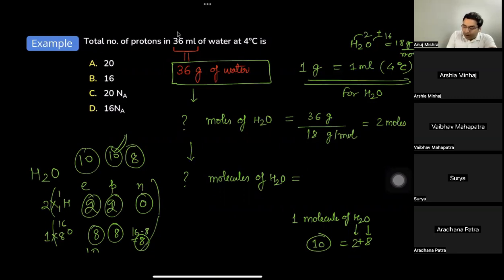Molecules of water will be how many? 2 moles are there, and 1 mole is Na number of things together. So 2 moles is 2 Na number of things. Answer is 2 Na molecules. Each molecule is carrying 10 protons. One molecule carries 10 protons. So 2 Na molecules carry how many protons? 2 Na into 10, that is 20 Na protons.